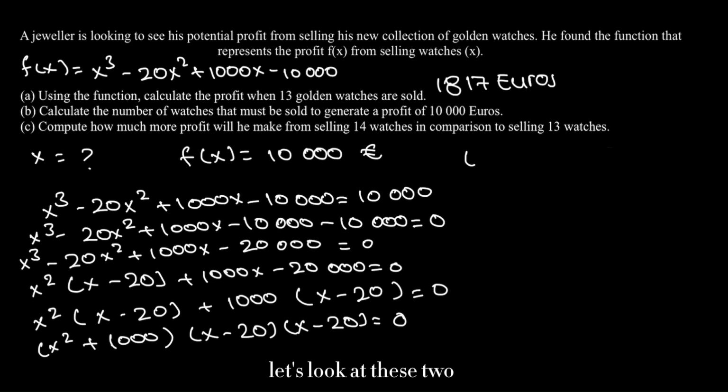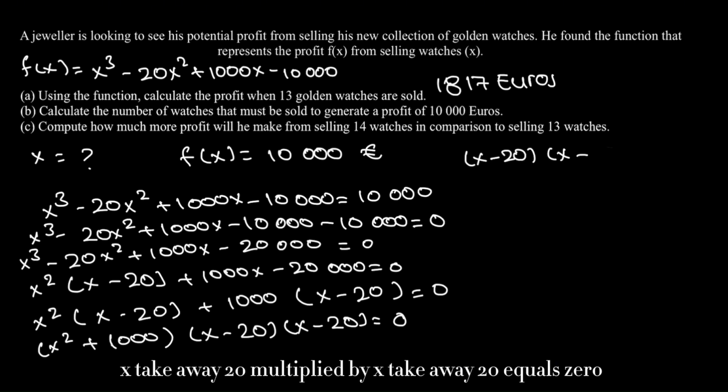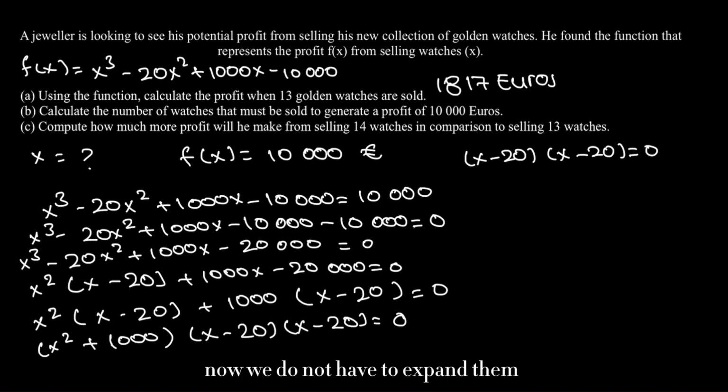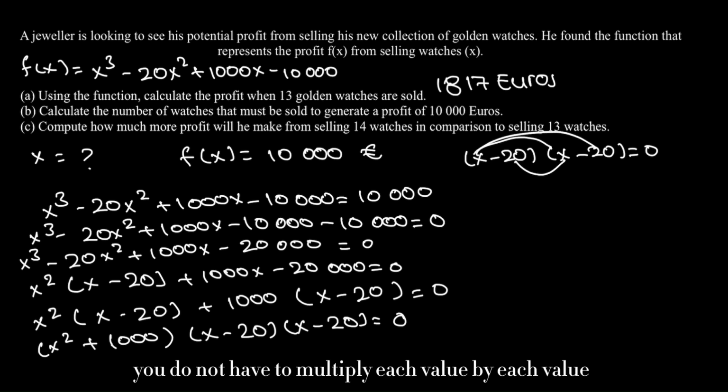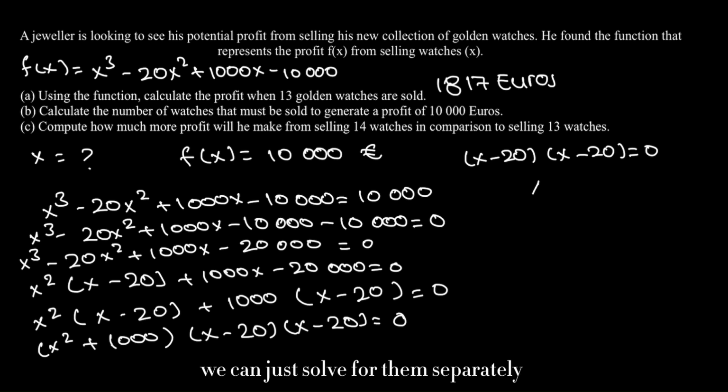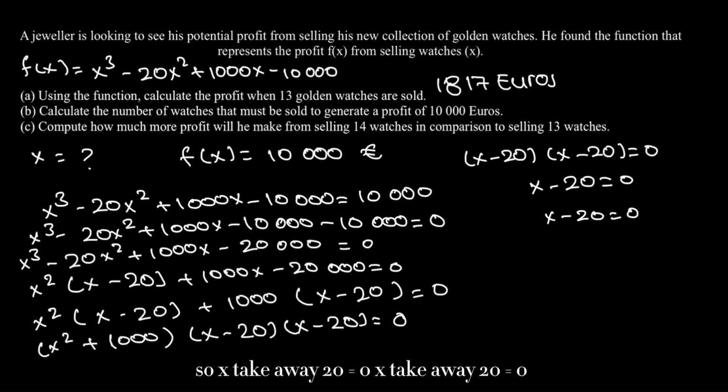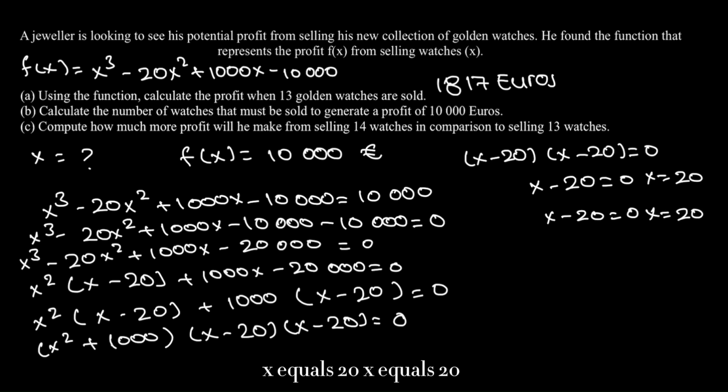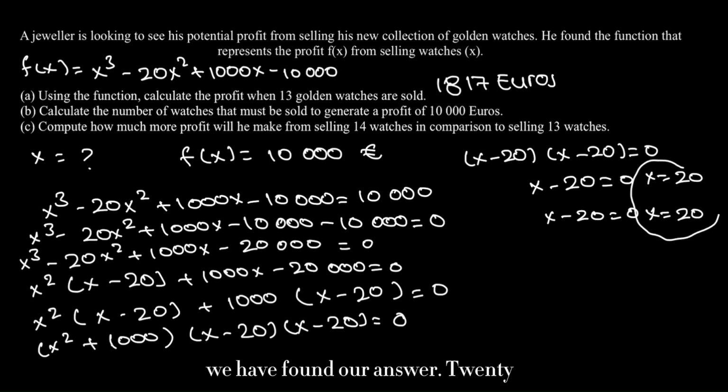Let's look at these two. X take away 20 multiplied by x take away 20 equals 0. Now we do not have to expand them. We do not have to multiply each value by each value. We can just solve for them separately. So x take away 20 equals 0, x take away 20 equals 0. Adding 20 to both sides of the equation, x equals 20, x equals 20. We have found our answer, 20.